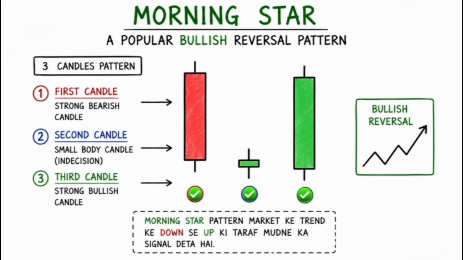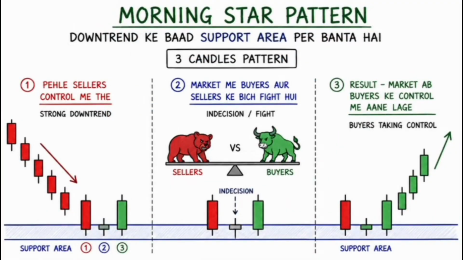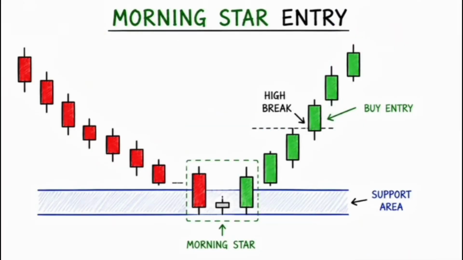This candlestick pattern usually forms after a downtrend near a support area. It indicates that sellers were initially in control of the market. Then, a strong battle took place between buyers and sellers, and eventually, control of the market gradually shifted into the hands of the buyers.